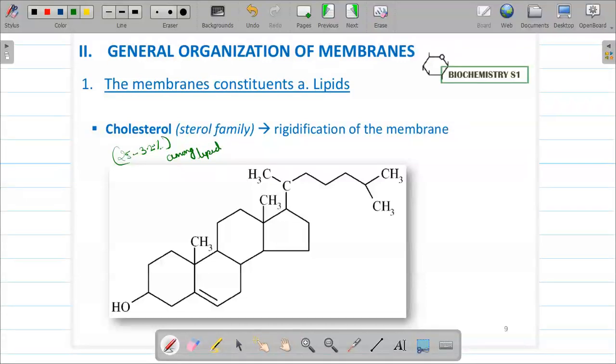So plasma membrane is made up of bilipid or biphospholipid. Among the lipids whose concentration is very high means cholesterol concentration is very high. And why they require cholesterol means, okay, rigidification of the membrane, that is nothing but stabilization.